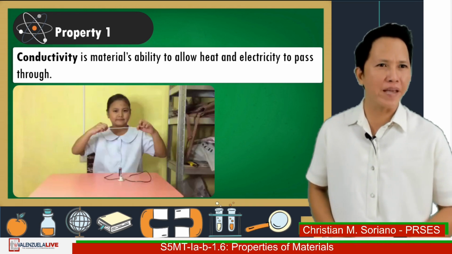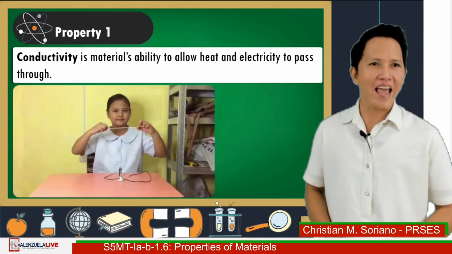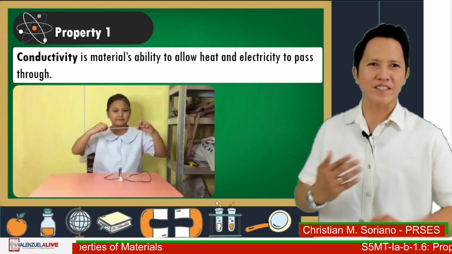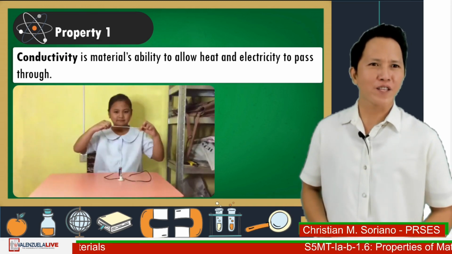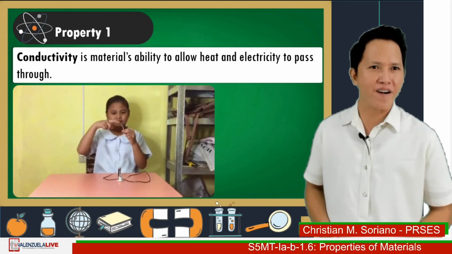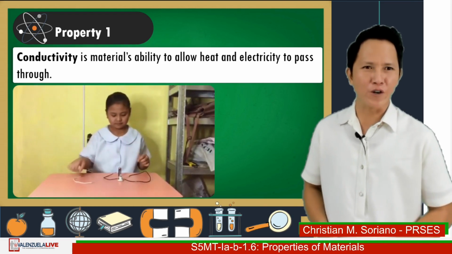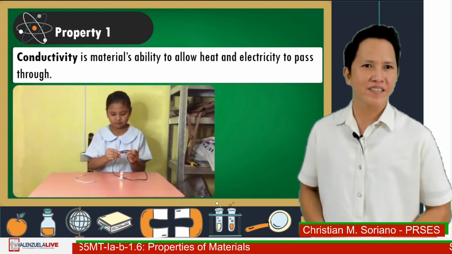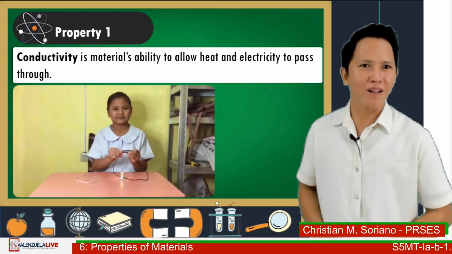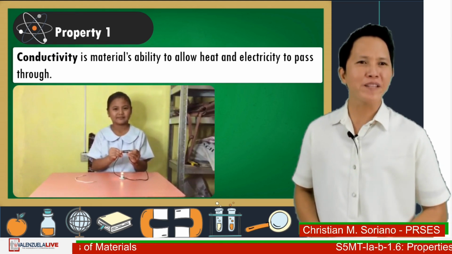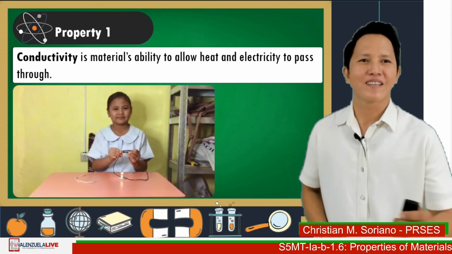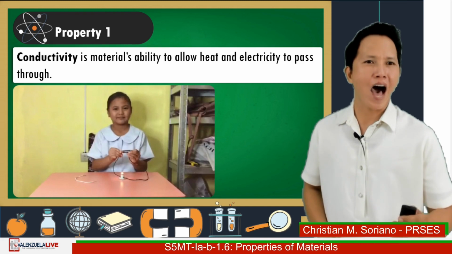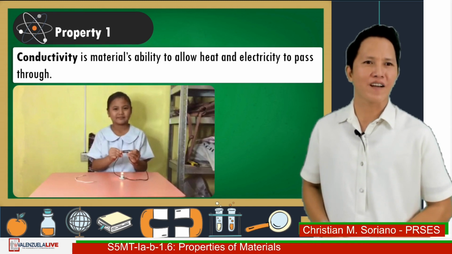Next property, class. The next property is conductivity. Conductivity is a material's ability to allow heat and electricity as well to pass through. Think of this. Now, the student is holding a piece of wire. Now, what she'll do is to connect these wires into batteries and the bulb glows. It simply demonstrates that a piece of wire or electrical wires is a conductive material. Okay?